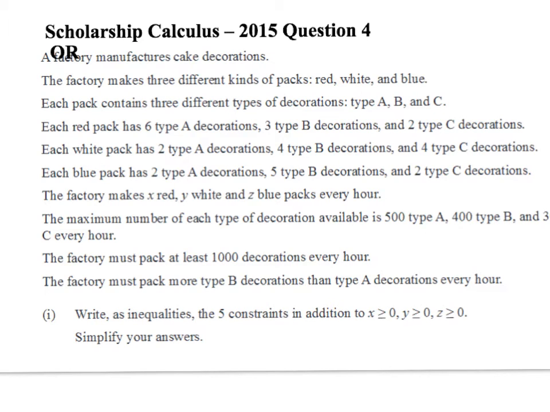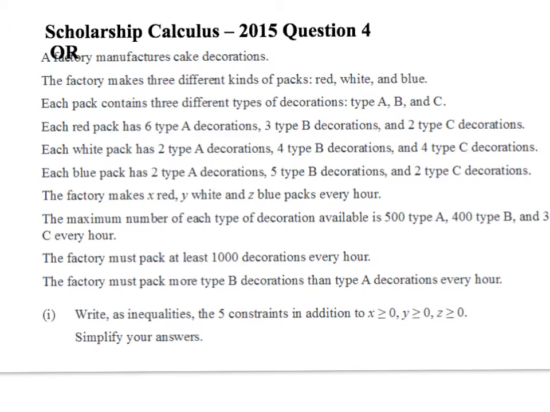This is question 4 from Scholarship Calculus 2015. So this is an optional question. You are allowed to choose between the either option, which we've already looked at in class, or this option. So this is a linear programming problem, and when you first start looking at scholarship papers, you might freak out that we haven't done this achievement standard. So it's actually probably the easiest question in the whole paper.